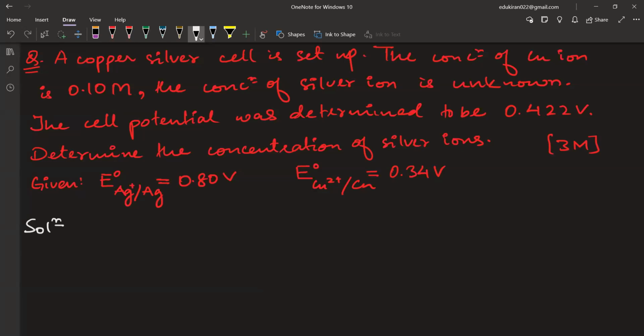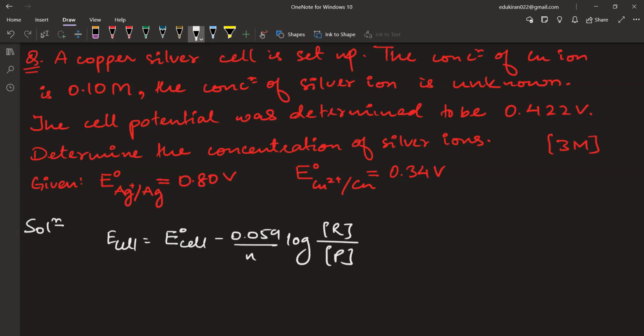See, the Nernst equation should come to your mind. You will be getting something like this. E cell is equal to E naught cell minus 0.059 divided by whatever the N is, log the concentration of reactant divided by the concentration of product.